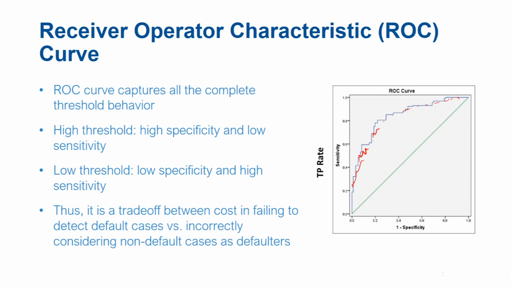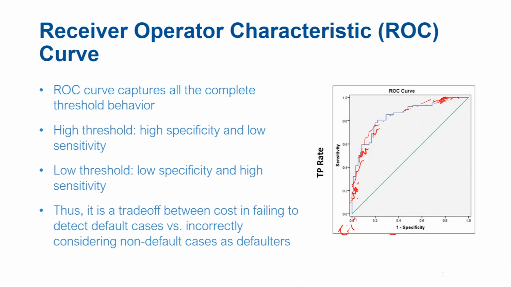For example, if you have a high threshold value like t equal to 1, this model will have very high specificity, that means low 1 minus specificity, it will be somewhere here, and low sensitivity. At the same time, if you have a very low threshold value, the point is somewhere here, that means low specificity but high sensitivity. So there's a trade-off between the cost of failing to detect cases versus incorrectly considering non-default cases as defaulters. Depending upon the threshold value, there is always a trade-off, and this trade-off is very nicely captured by this ROC curve.